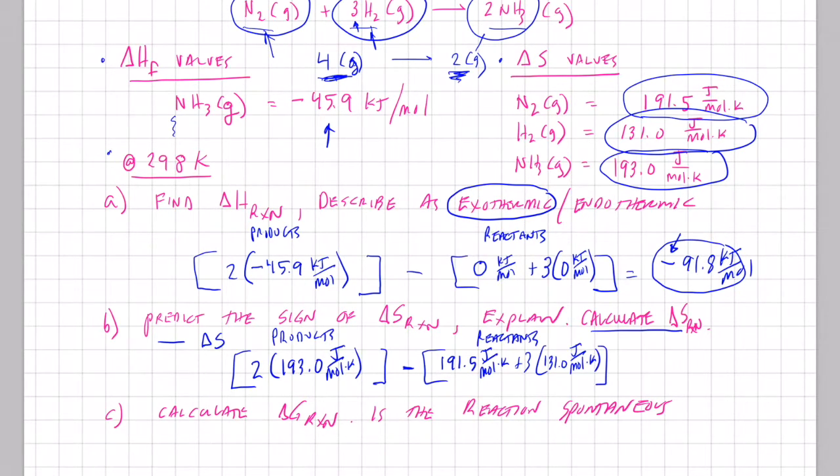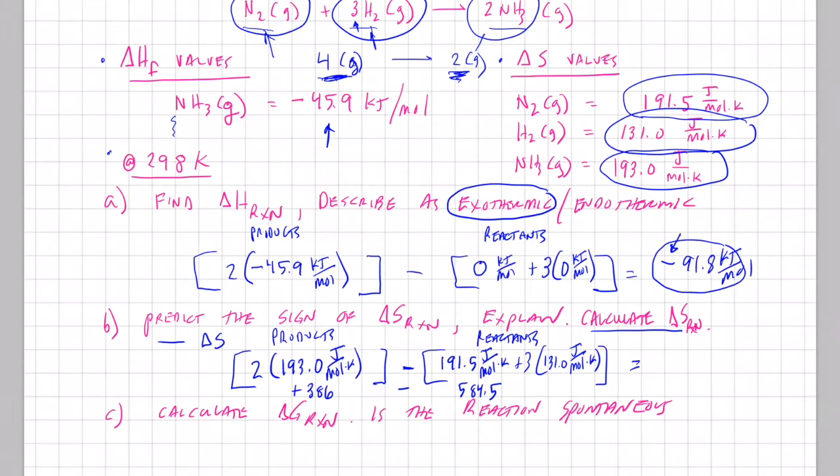All right, so we'll get our calculators out, and we'll take 2 times 193. We'll get a total on our product side. I get positive 386 on this side, minus, on the reactant side, 191.5 plus, I'll use my parentheses key, 3 times 131.0, and I get 584.5 as the entropy total on my reactant side.